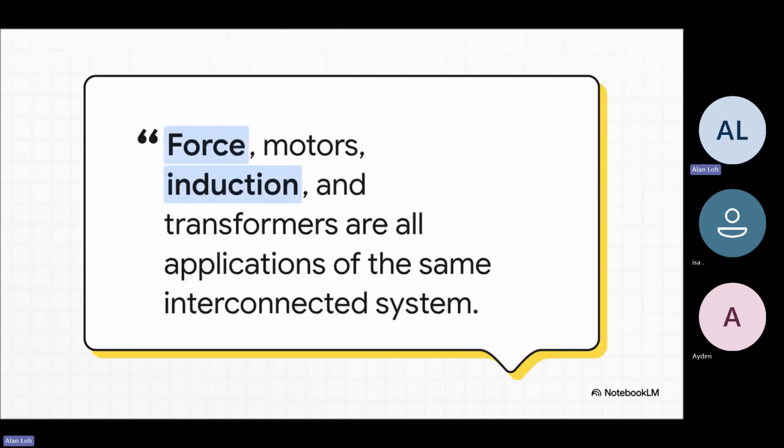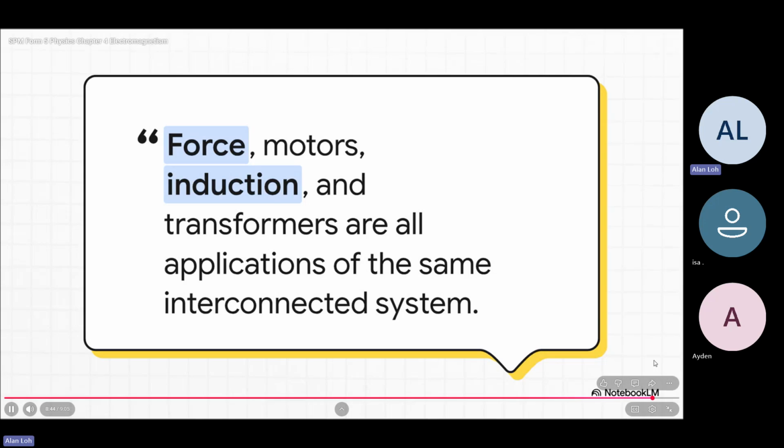And that really brings us full circle, doesn't it? From that simple initial force on a wire, to the motor that uses that force to spin, to the generator that spins to create power, and finally to the transformer that delivers that power to us. It really is all one beautiful interconnected system, all built on these elegant rules of electromagnetism.